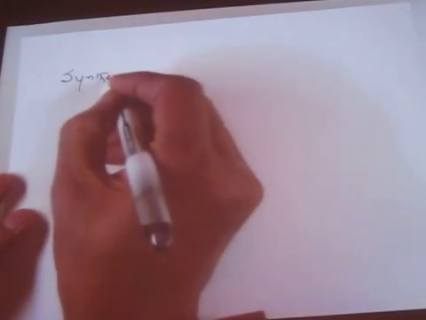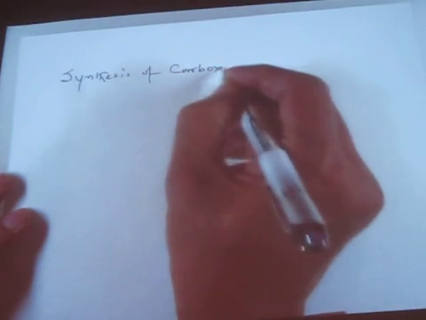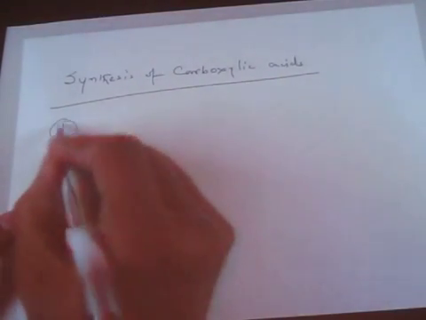Now you already know about the synthesis of carboxylic acid, and these I'll not go through. There's a table that summarizes this, go over that. But there are two new methods that I'm going to introduce. One using a Grignard reagent.